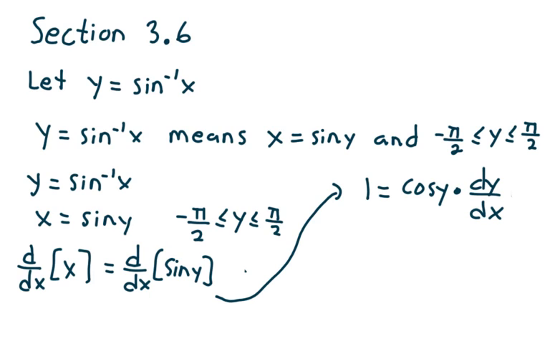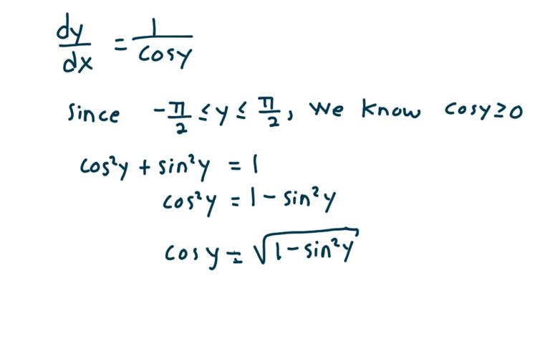We're going to differentiate both sides with respect to x. So the derivative of x with respect to x is the same as the derivative of sine of y with respect to x, which says 1 equals cosine y dy dx. Solving for dy dx, we get dy dx is equal to 1 over cosine y.